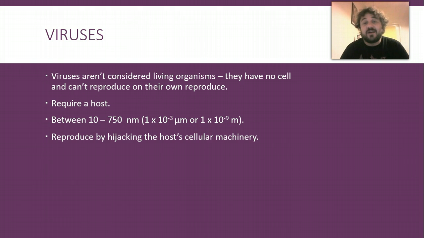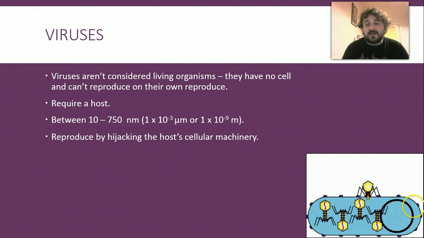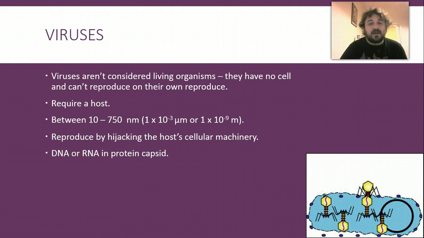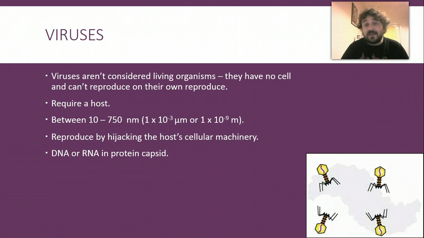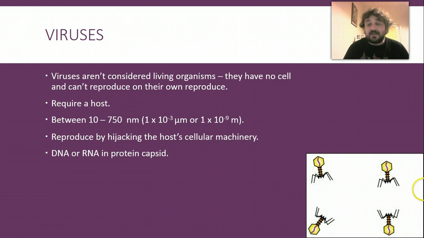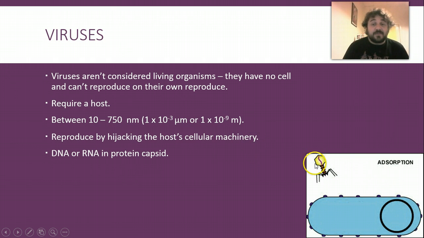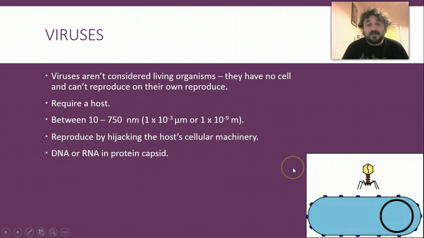So they reproduce by hijacking the host cell's machinery, and it kind of looks like this if this video works. All right, so we'll give that a second. All right, so the DNA or RNA, it can have either, is in a protein capsid, and you see that over here up on the top. Okay, so here we go. The virus, and this is a real virus. Like it looks like this. It comes along, and that's DNA there, genome, and it injects itself into the cell.